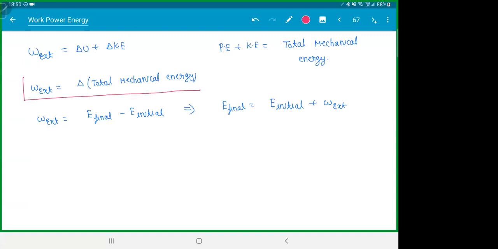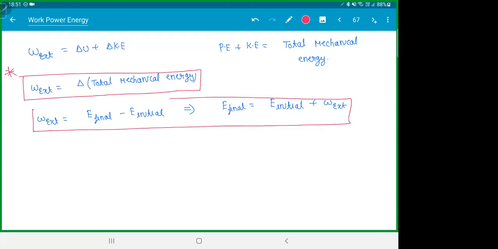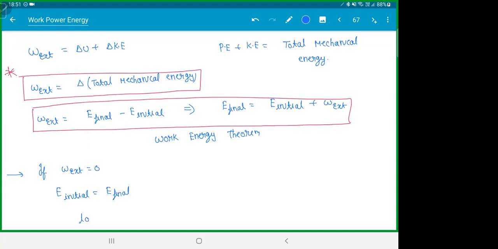So this is your third statement. This is basically the work energy theorem, which is quite a powerful one. If the work done by external force is 0, then E initial becomes equal to E final. This is the law of conservation of energy. So if you ask me which is more powerful, the work energy theorem is more powerful than the law of conservation of energy.